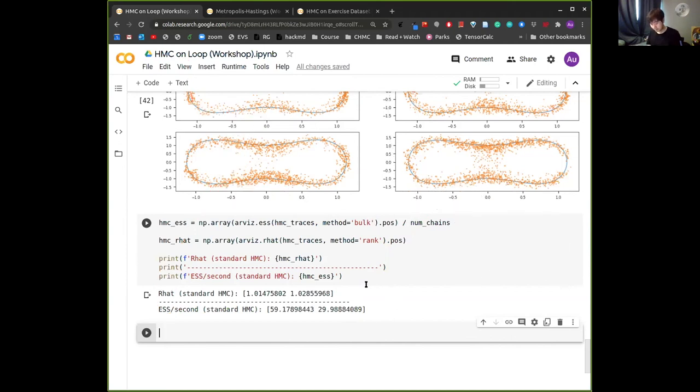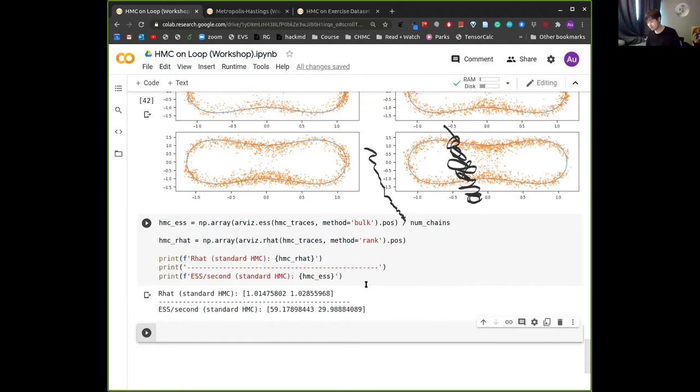And ESS is a way to measure how efficient your chain is. For example, if I draw an example chain, this chain is less efficient than this chain, right?